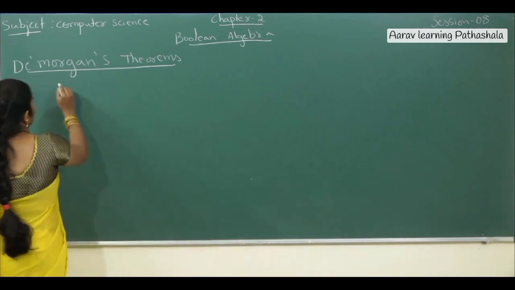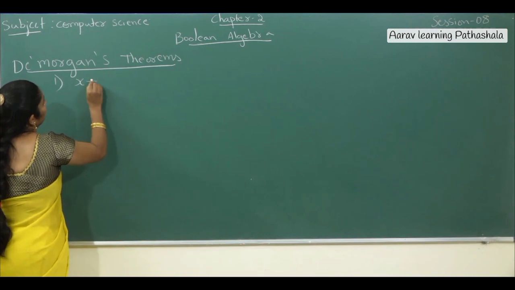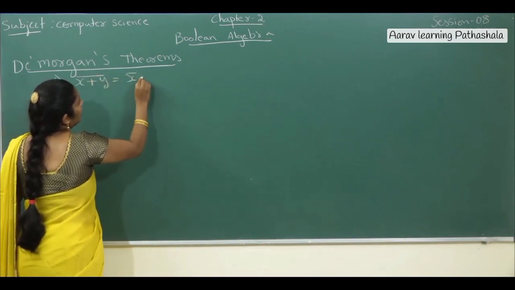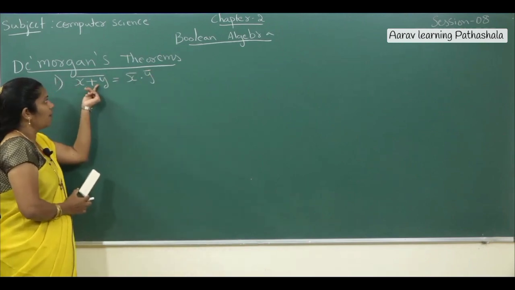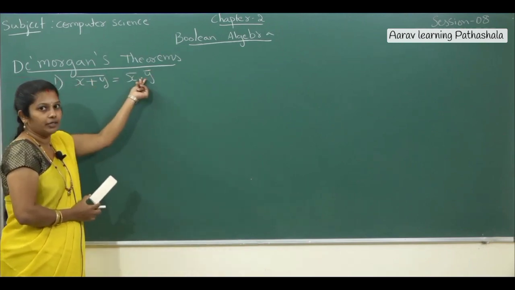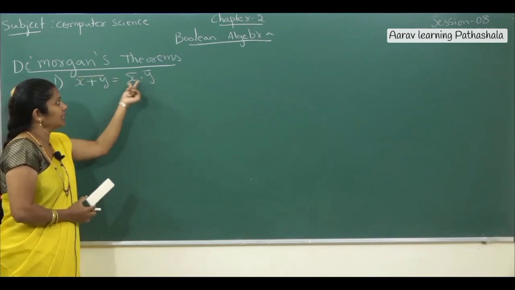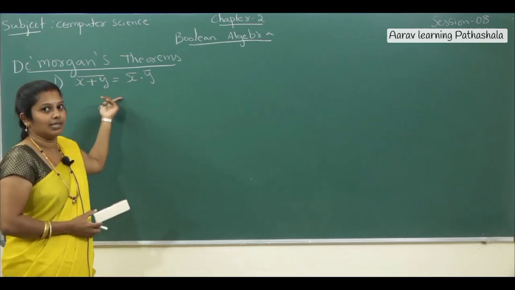The first postulate says that De Morgan's theorem, the first one, states that x plus y whole bar equals x bar into y bar. Here, the plus operator is replaced by the dot operator, and the whole complement is replaced by individual complements. This is your first De Morgan's theorem.